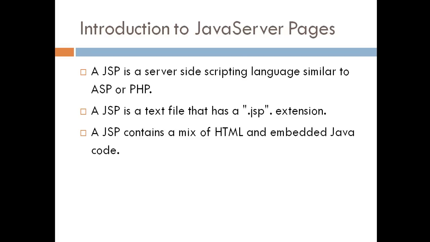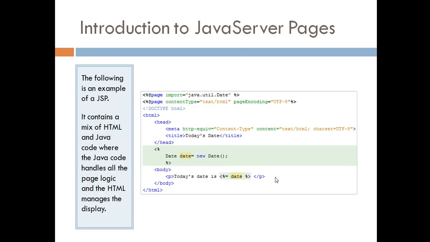A JSP is nothing more than a text file that has a .jsp extension, but inside of the text file there's a mixture of HTML and embedded Java code. This is an example of a JSP. We have a mixture of HTML and Java code. The HTML manages the display of the page, and the Java code handles all of the page logic. So this is an example of a JSP.